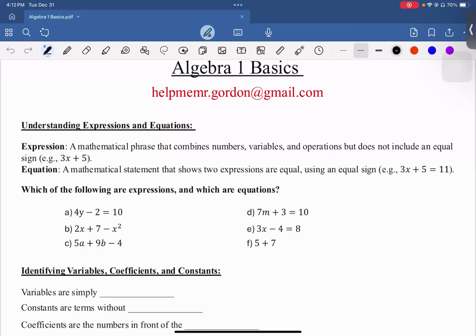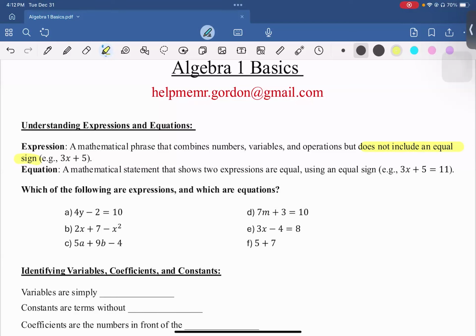First things first, you want to understand expressions and equations. You're going to get that all throughout algebra, and you just want to know the difference between the two. An expression is a mathematical phrase that combines numbers, variables, and operations, but does not include an equal sign. I'm going to highlight that because that's going to be important. Does not include an equal sign. So in my example here, we would just have 3x plus 5. That's just something very simple we'll see in our classes.